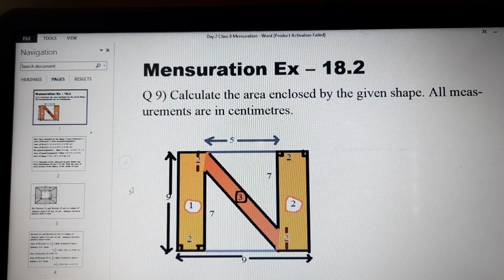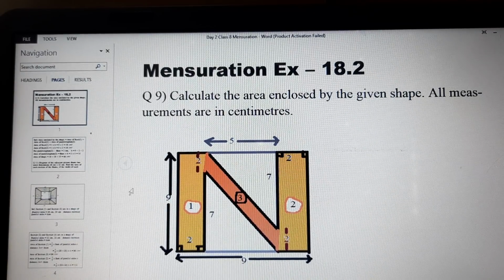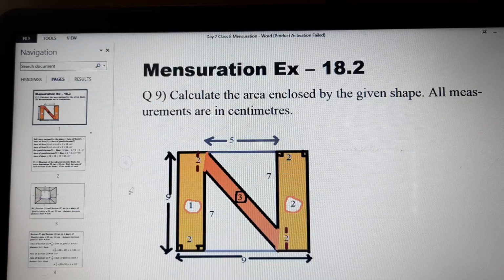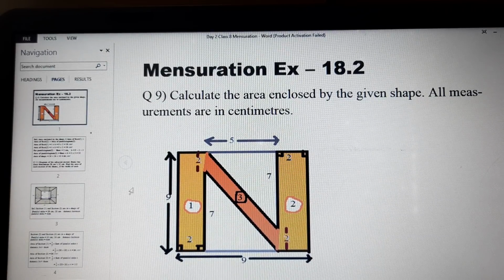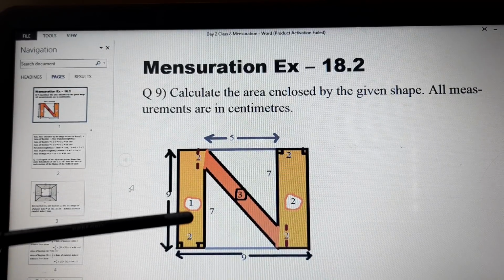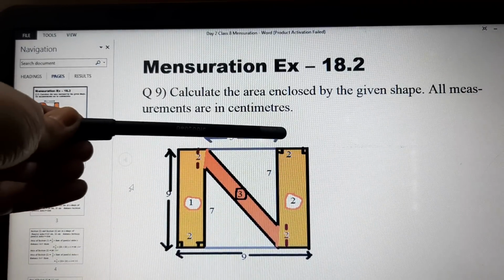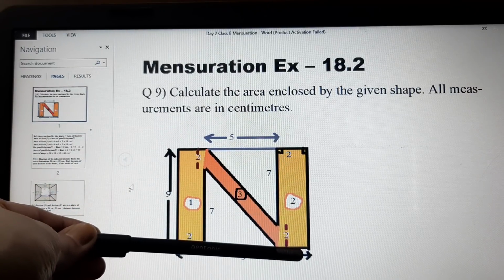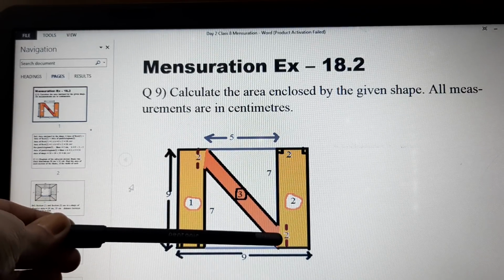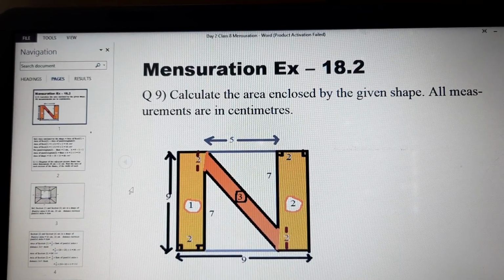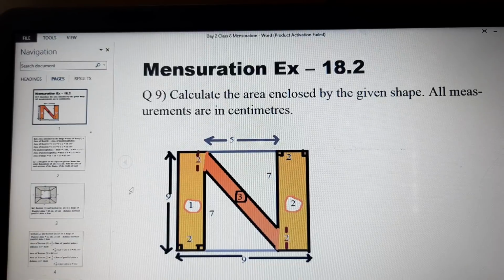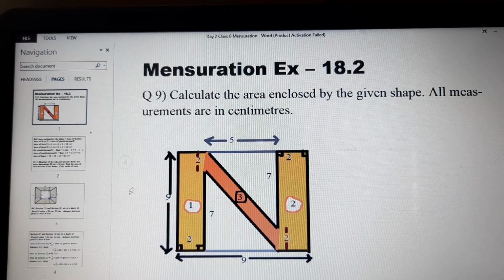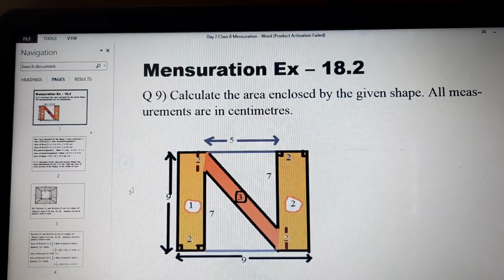So we need to calculate the area of this shape. So how are we going to calculate the area? We'll calculate the area in segments, in parts. First we'll calculate the area of rectangle number 1. Then we'll calculate the area of rectangle number 2. Then we'll calculate the area of parallelogram 3. And then we will add all 3. So for that, you should know the measurements of all the shapes.